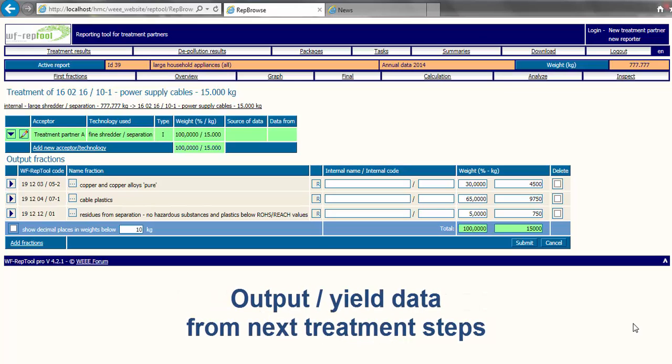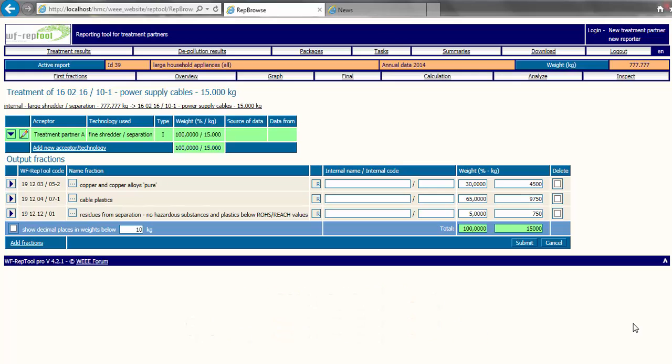In this video I want to explain how to go on regarding output or yield data from next treatment steps. As we ended in the video information on next treatment steps, for fractions delivered to an interim technology, the output fractions have to be given as yield data. If you come to this page for the first time, the list of output fractions is empty and you have to start with Add Fractions. Regarding the question how to find and choose the correct name for the output fractions, please see the video How to Find Correct Output Fractions.